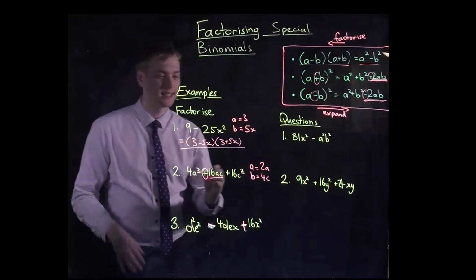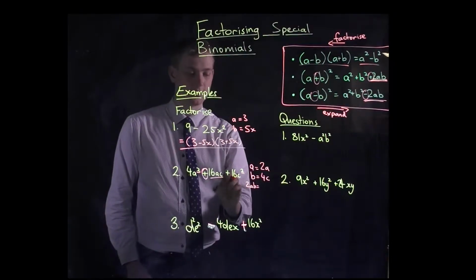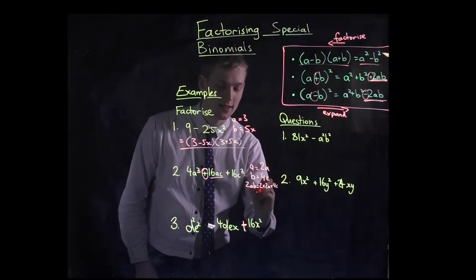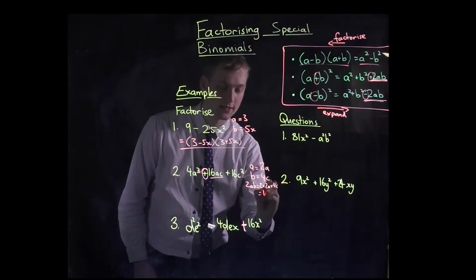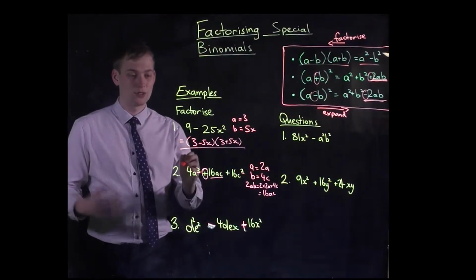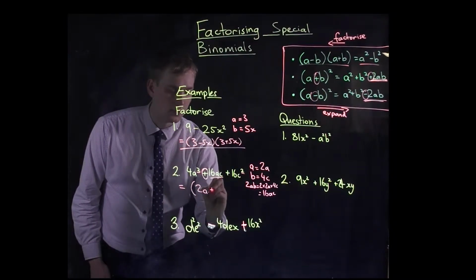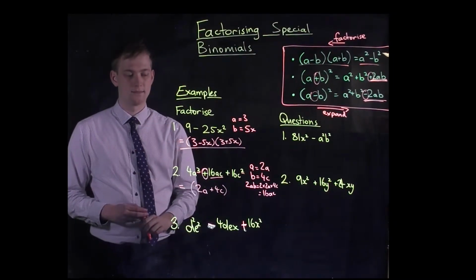Now I can test, does 2ab equal this? So 2ab is going to be 2 times 2a times 4c. We're going to get 2 times 2, which is 4, times 8, which is 16ac. And that's what I wanted. So now I know for sure that I can factorize this, and I'm going to do that. I'm going to go 2a plus 4c. And because this here was a plus, I can add them together.